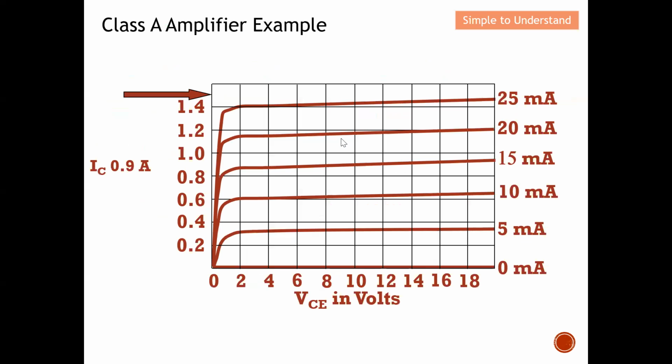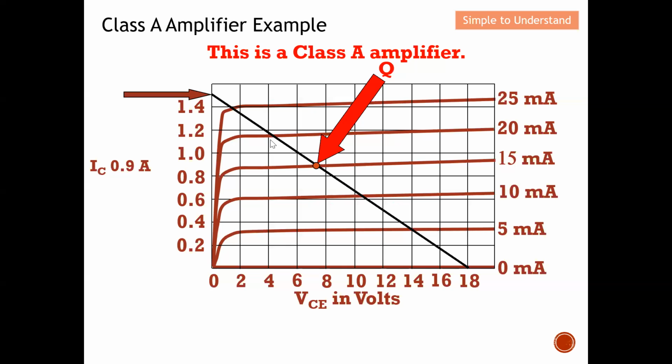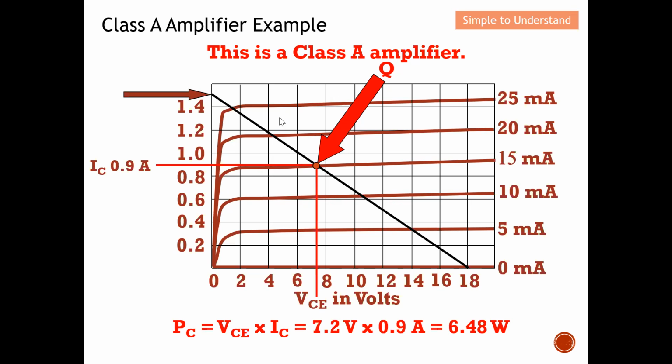Once we have all this, we are ready to draw the characteristics of a Class A amplifier. For a Class A amplifier, the Q point is always at the middle. How do I know the Q point? Earlier on, I computed that my VCE is 7.2 volt. Can you still remember? And my IC is around 0.9. You can see here 0.8, 0.91. So 0.9 is between 0.8 and 1, and my VCE is 7.2. So basically this is my Q point.